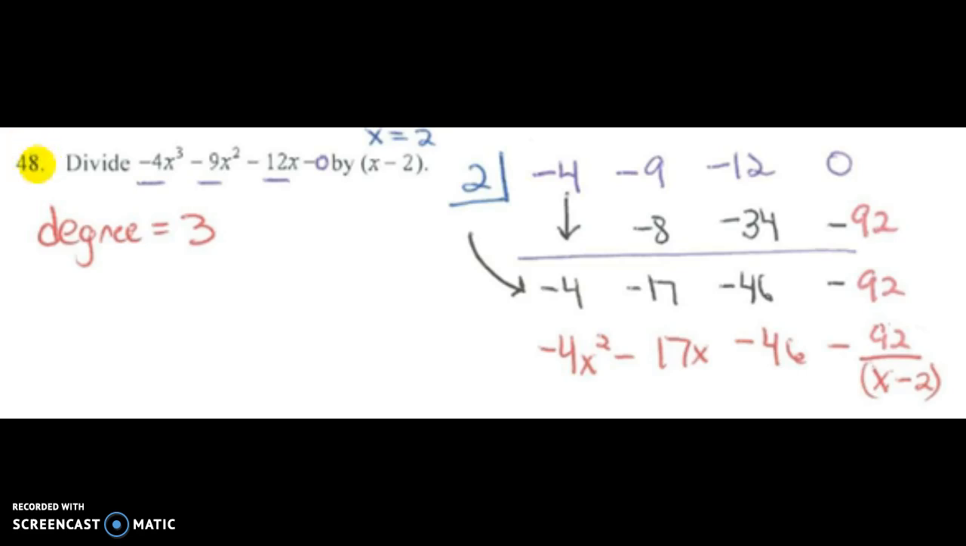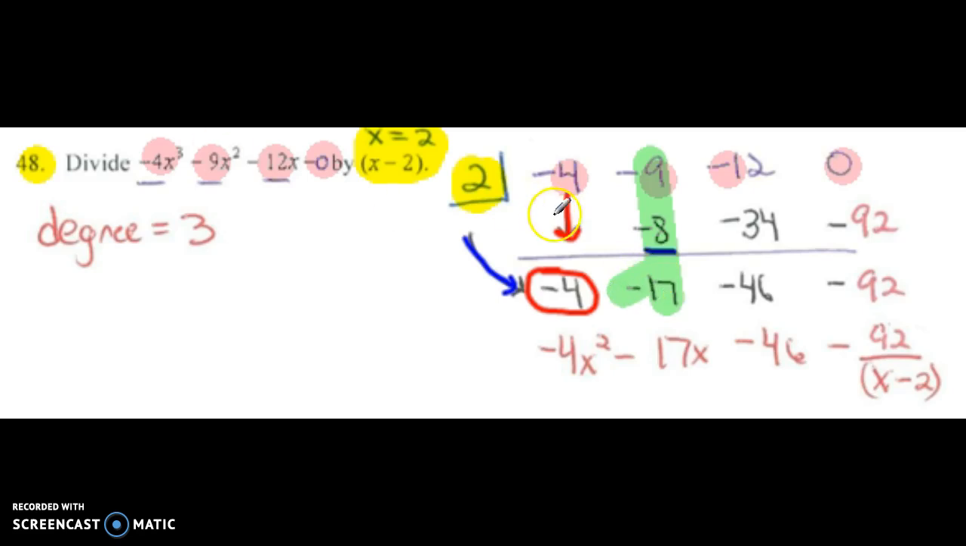In problem number 48, I'm going to do synthetic division again. I look at my binomial. What makes it 0? 2 makes it 0. I am going to write all my coefficients down. Notice one number is missing, so I'm going to add a 0. Here's all my coefficients. I am going to bring the first number down. That's how I got negative 4. I'm going to multiply 2 times negative 4, negative 8. I'm going to add these. That's how I got negative 17.